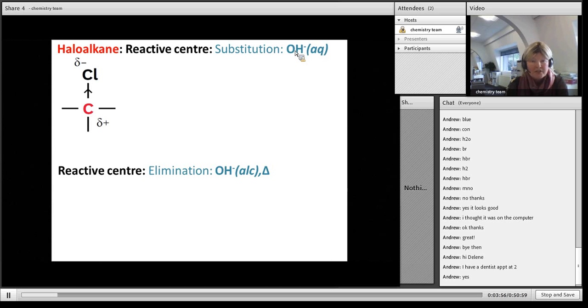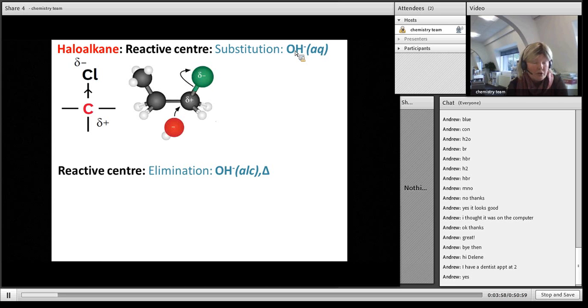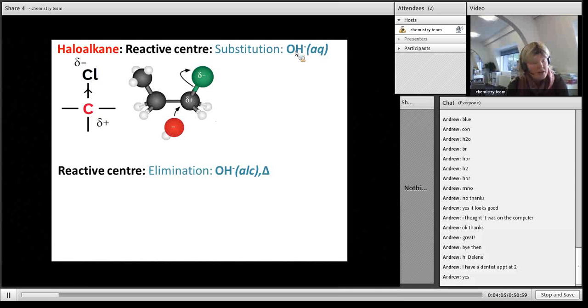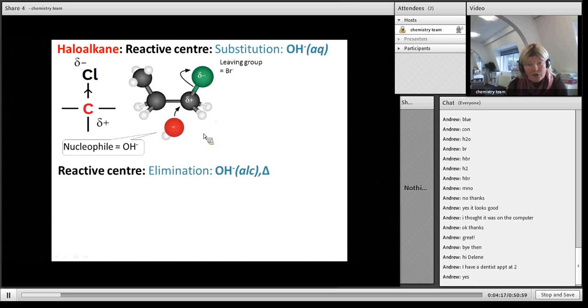So what we've got here is, say we've got propane, and my bromine group is more electronegative, so it's more negative. My carbon attached to it is more positive. My OH minus there has a negative charge, so it's electron rich. It's going to get attracted to something that's poor in electrons. And my leaving group, can you see that bromine is leaving with the electrons, is bromide.